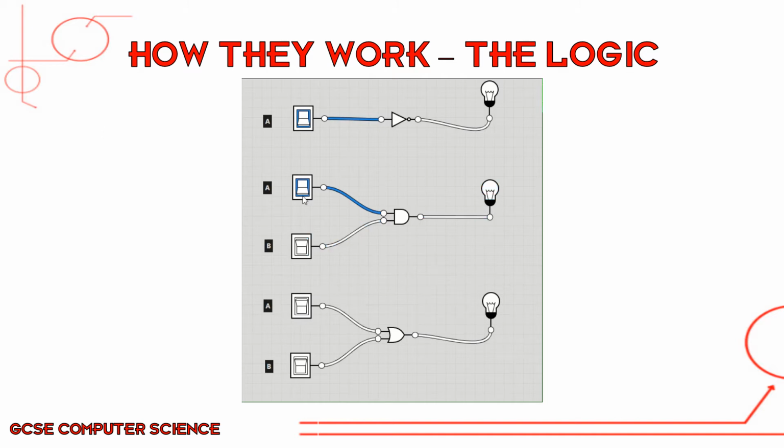Now finally, if we go to the last one, we are looking at an OR gate. We can see that A and B are both off at the moment and the bulb is off. Now with the OR gate, we just need one or the other or both to be turned on. So as soon as I turn the A switch to on, the bulb is lit. As soon as I turn the B switch to on, the bulb is lit. And I can also have both turned on and the bulb is lit. So one or the other needs to be 1 for the output to be 1.